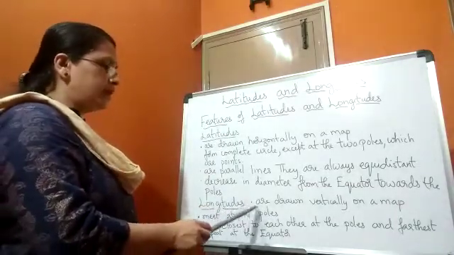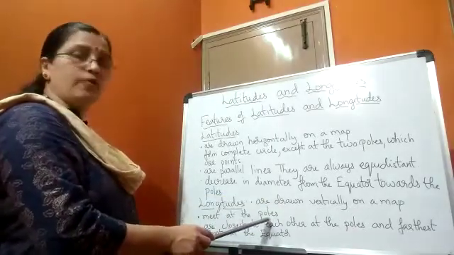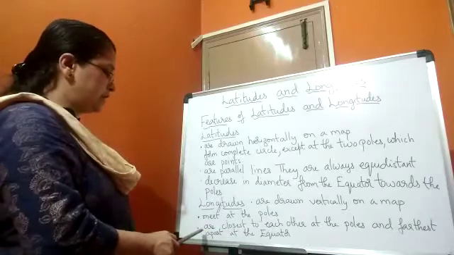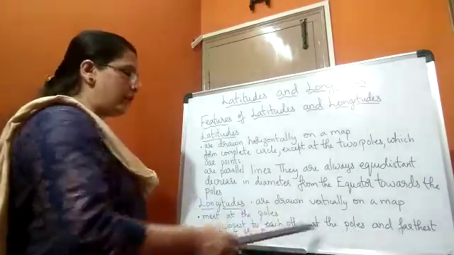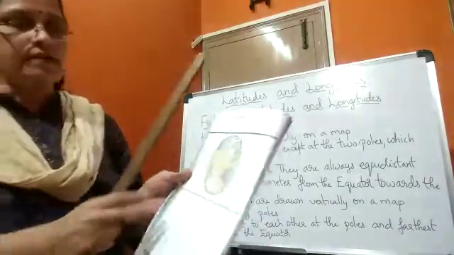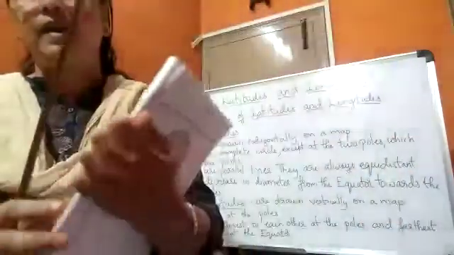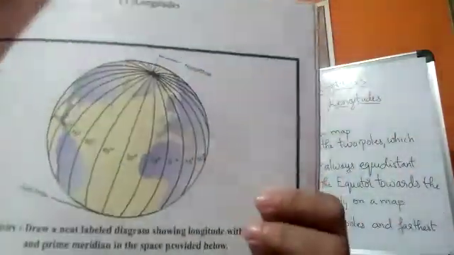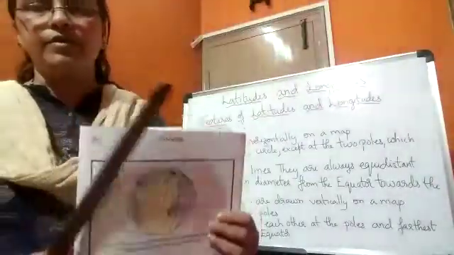Longitudes are drawn vertically on a map and meet at the poles. They are closest to each other at the poles and farthest apart at the equator. This is the latitudes and this is the longitudes. These are the latitudes and longitudes, children.